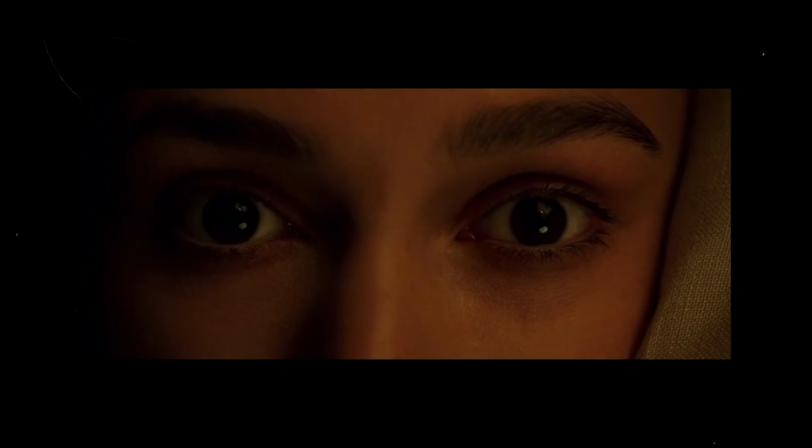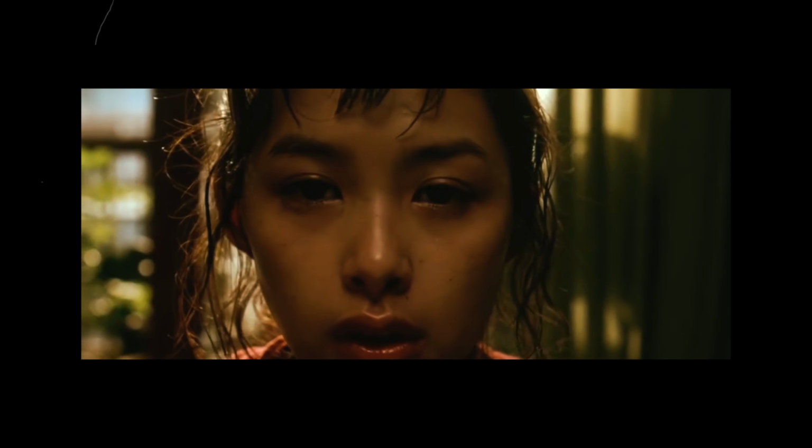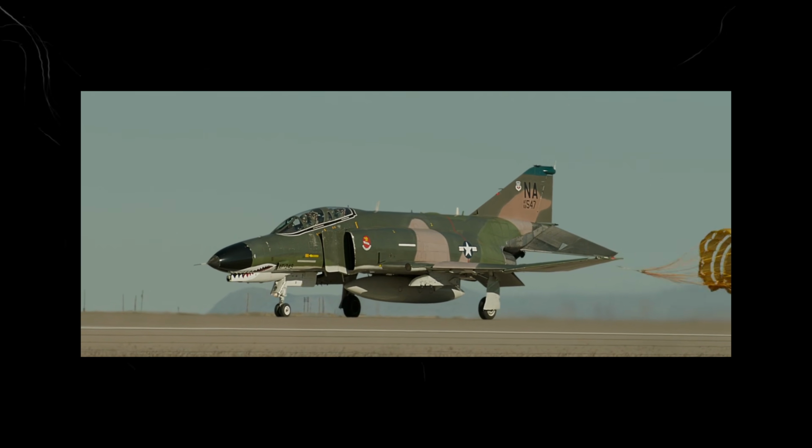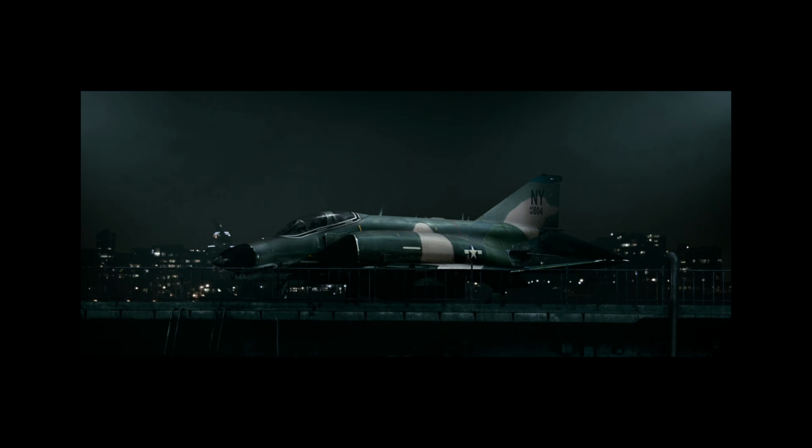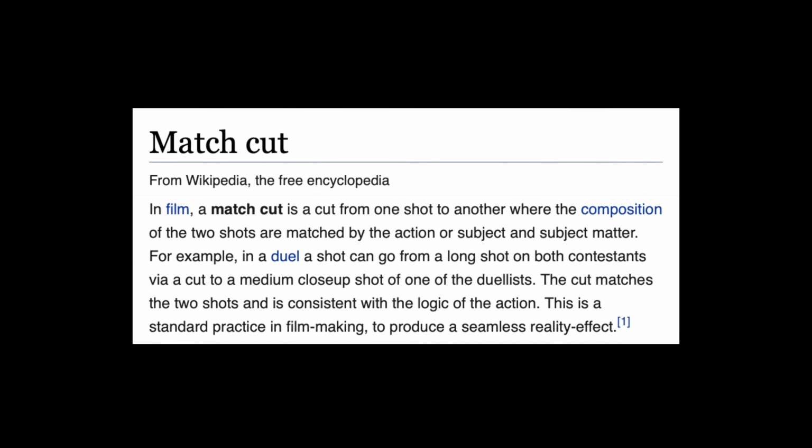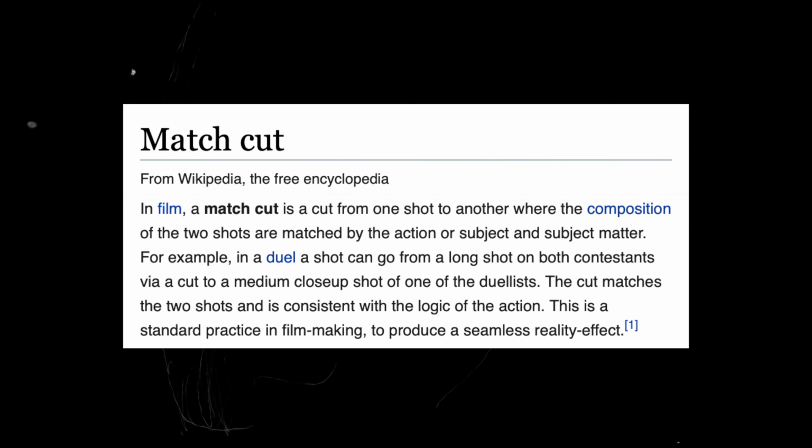This is a match cut. It is one of those things you may not even notice when you're watching a movie. But part of what makes it so special is that it tells you a story without you even realizing it. And if you have no idea what it is, it's actually pretty simple. Basically, I cut from one shot to another where the composition of the two shots are matched by the action or subject and subject matter.